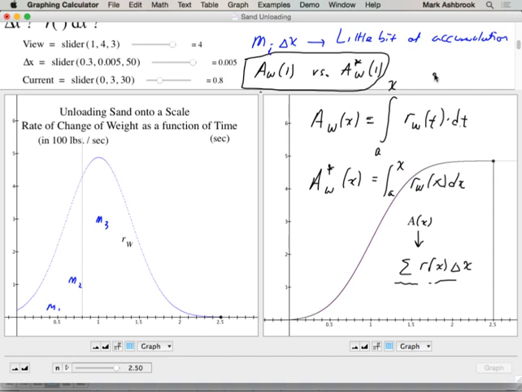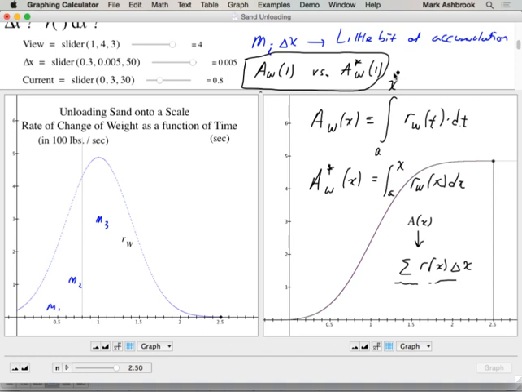Okay, so Kylie, did you guys talk about that? What do you think? Well, we said that A sub W of 1 is going to add up all of the changes in rate from A to 1, while the second one is going to give us more of a constant rate at 1. Okay, yeah, that's the key.